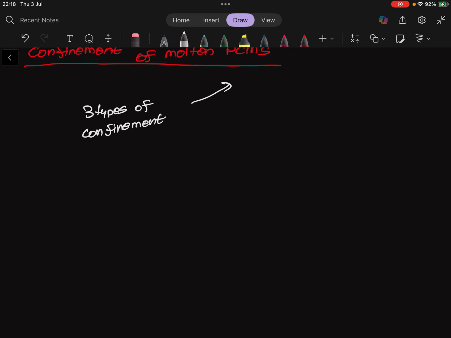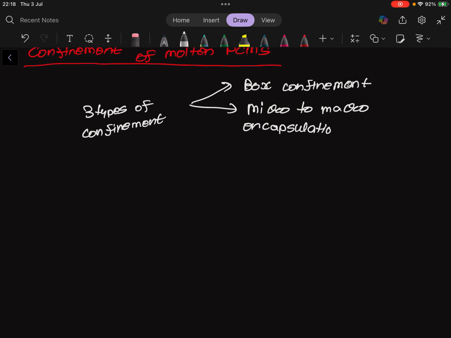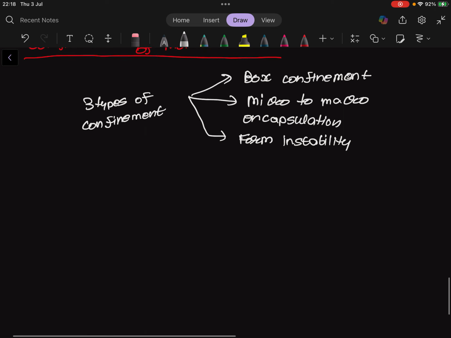The first one is box confinement. The second one is micro to macro encapsulation. And the third one is form stability. We will discuss these one by one. So let's talk about the box confinement first.